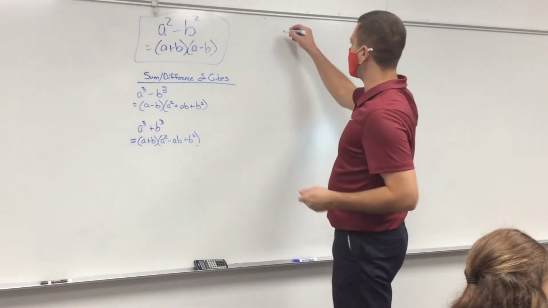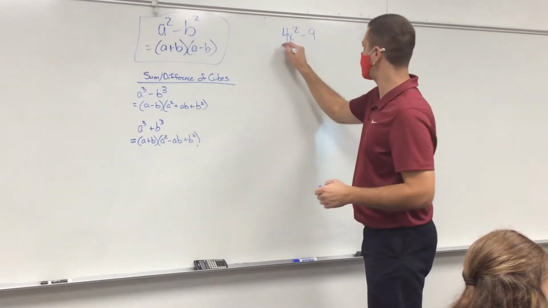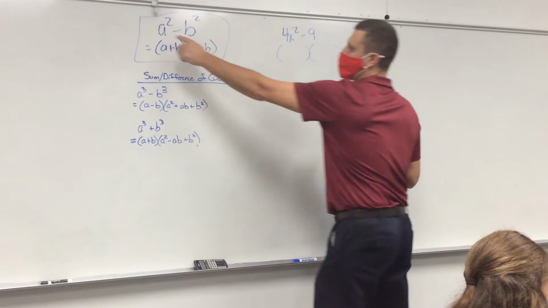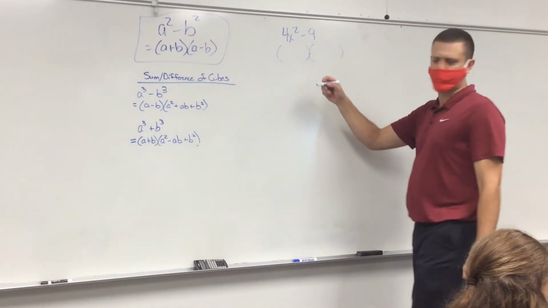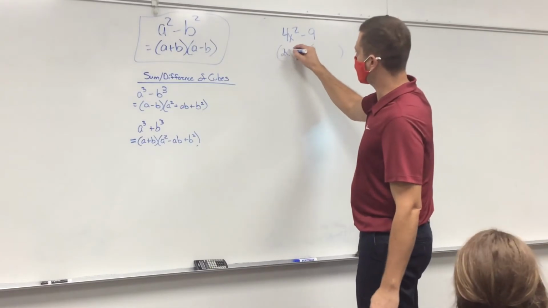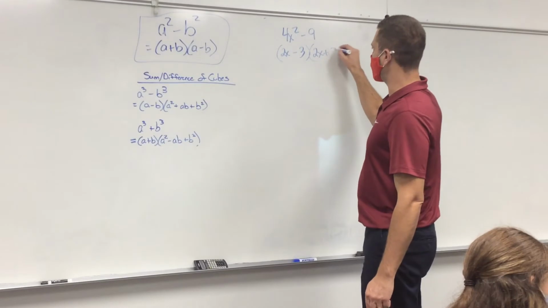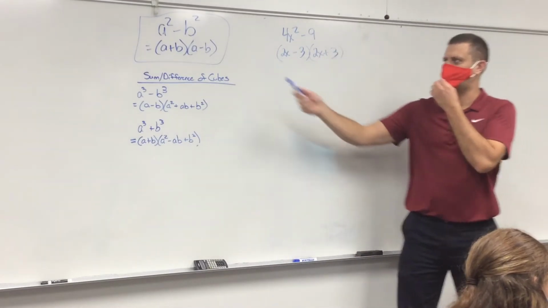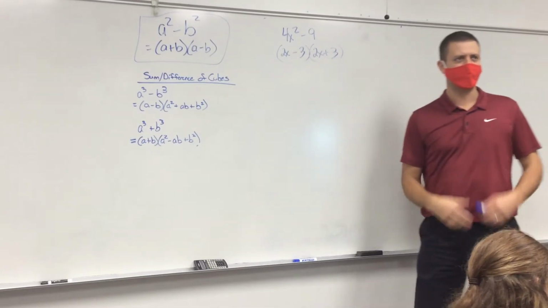Okay? So, for instance, if you have 4x squared minus 9, those are both perfect squares. So what would my two factors be? Anybody? 2x minus 3 and 2x plus 3. Right? That was some of the stuff we did yesterday, the difference of two squares.